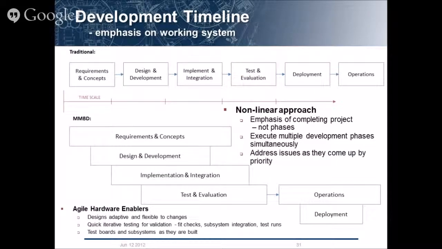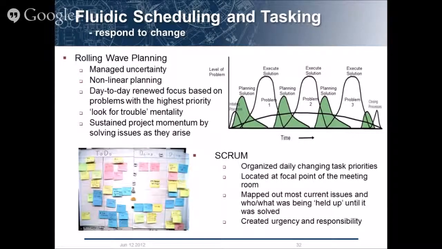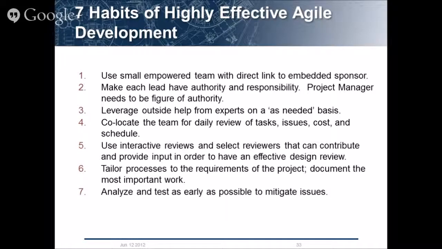The development timeline, everything became nonlinear. We had to do everything in series with the emphasis on working product. Now, we did rolling wave pattern planning. We had the scrum daily. It created urgency and responsibility. Everybody wanted to get their yellow sticky off the board, get a new yellow sticky. Sustain the project momentum on this whole project. And it launched on November 19th of 2013. They're very, very successful. But we came up with these key elements of a very effective agile team.